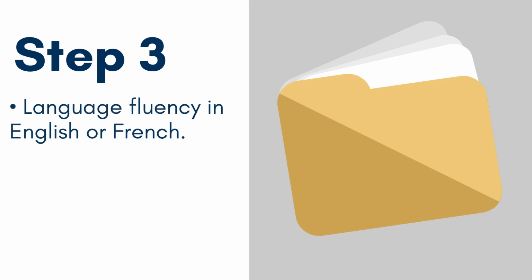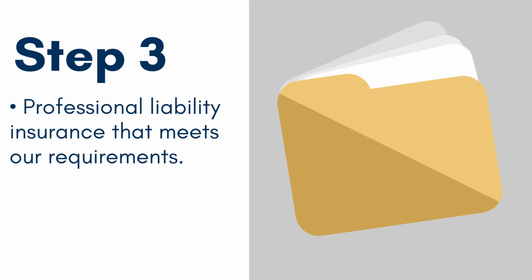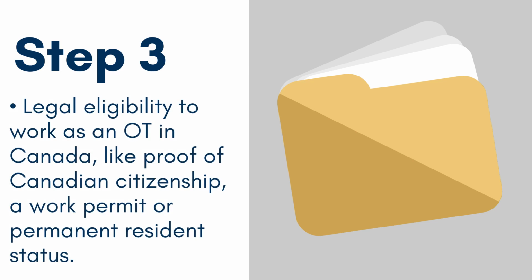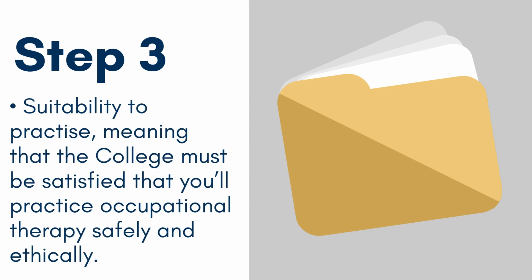Language fluency in English or French. Professional liability insurance that meets our requirements. Legal eligibility to work as an OT in Canada, like proof of Canadian citizenship, a work permit, or permanent resident status. Suitability to practice, meaning that the college must be satisfied that you'll practice occupational therapy safely and ethically. You'll need to submit documents to show that you meet these requirements.